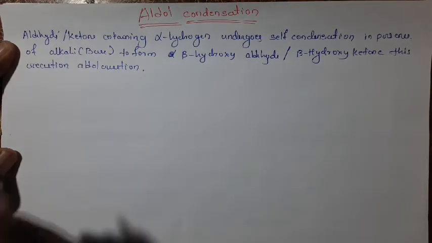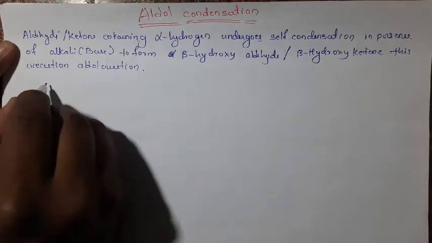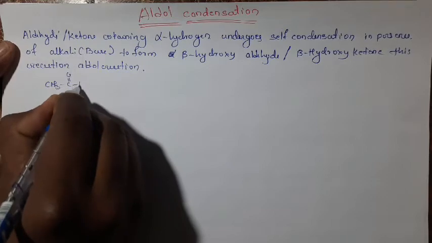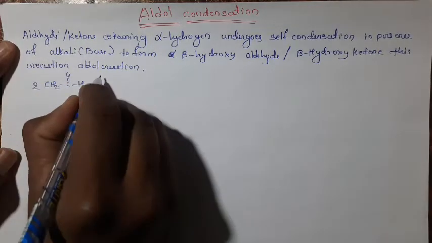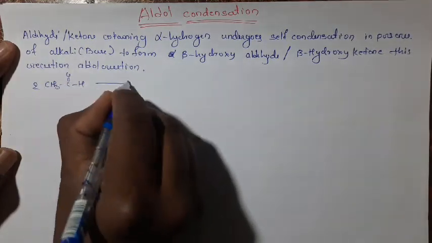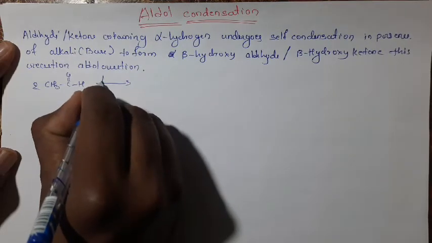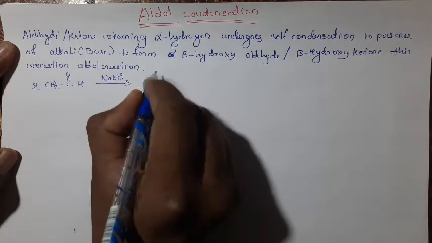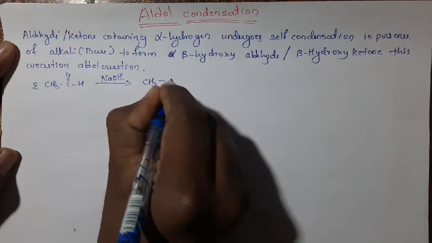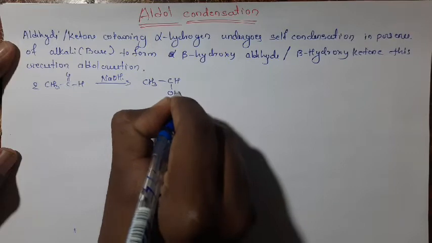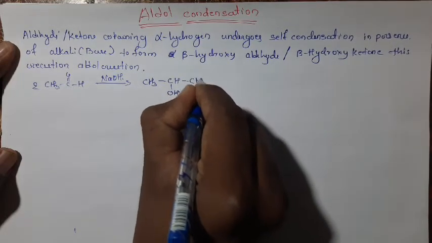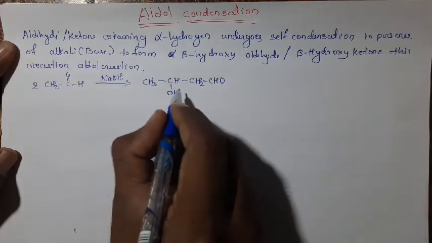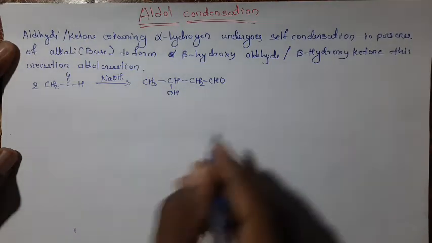Okay, let's see the reaction. CH3 C double bond O H. This is our aldehyde. When the aldehyde is reacted with NaOH base, it gives CH3 CHOH CH2 CHO. This is called beta hydroxy aldehyde.